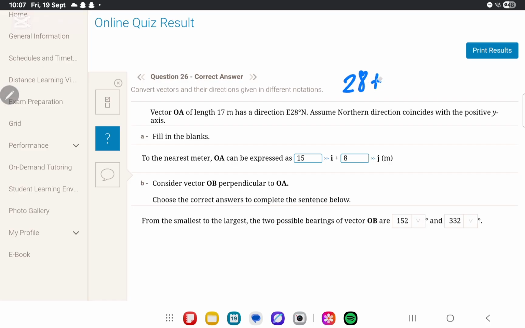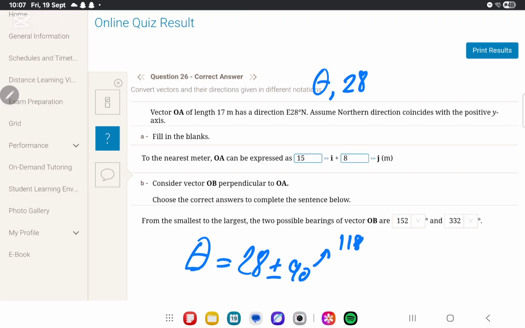Now, from the smallest to the largest, again, now, your initial angle was 28 degrees, right? 28 degrees. This is theta 1. Now, the new theta can either be 28 plus or minus 90 degrees. So let's take the plus case. 28 plus 90 is 118, okay? Or you can have 28 minus 90, which is negative 62. Okay, so graphing these two.